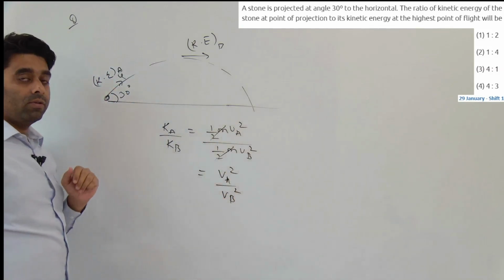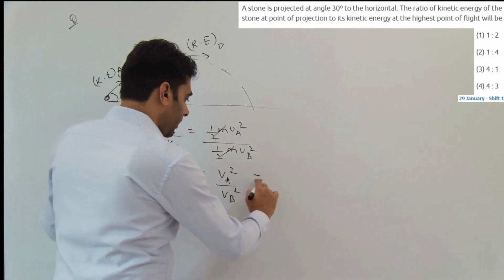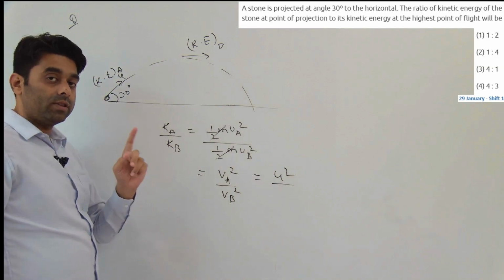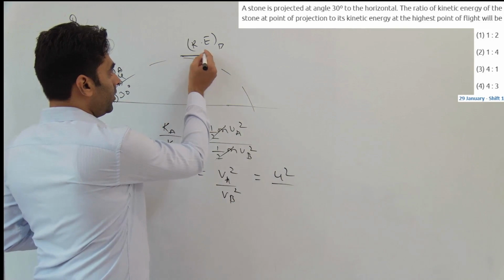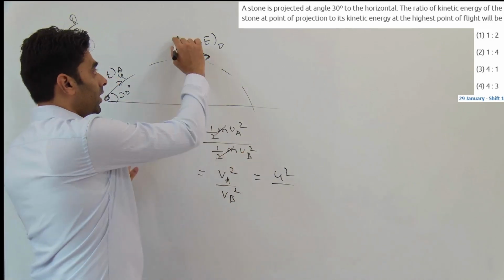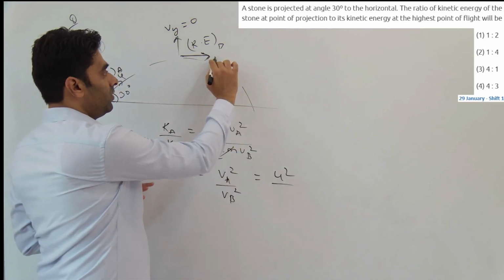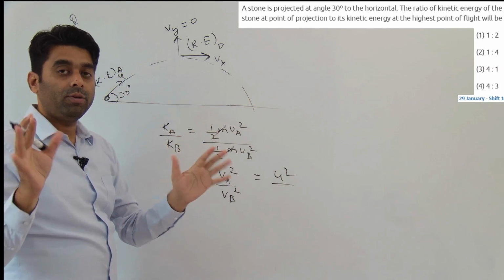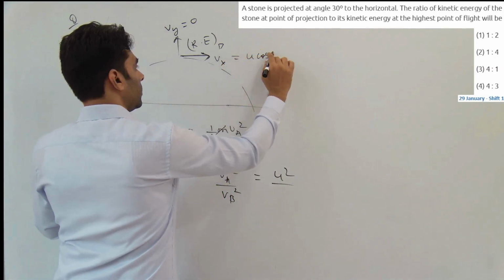VA square, what is the velocity at the point of projection? If we have assumed it to be u, we can write it as u square. VB square, that means at the highest point. What is the velocity at the highest point? In projectile, we know that at the highest point you have only the x component of velocity. The y component, Vy, becomes 0, so we have only Vx. In the x direction in projectile, your velocity does not change. So Vx value is u cos 30.